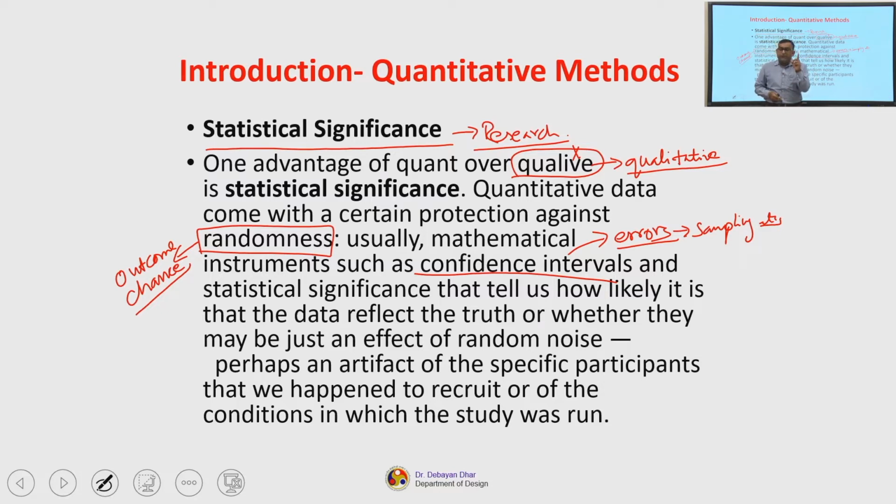That is the focal point of our interest when we are going for any type of user study technique. And specifically in quantitative, we use the term statistical significance. Right? So, it perhaps could be an artifact of the specific participants that we happen to recruit, or of the conditions in which the study was run. There can be errors from any of these aspects.